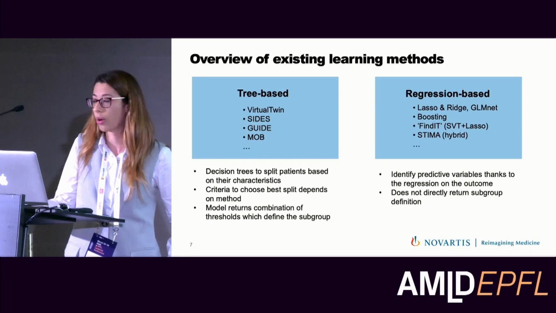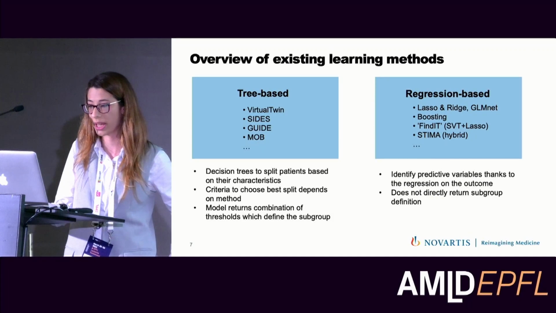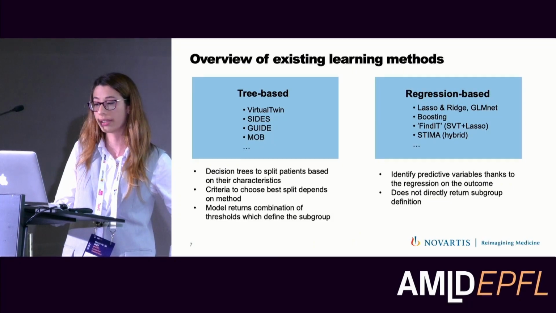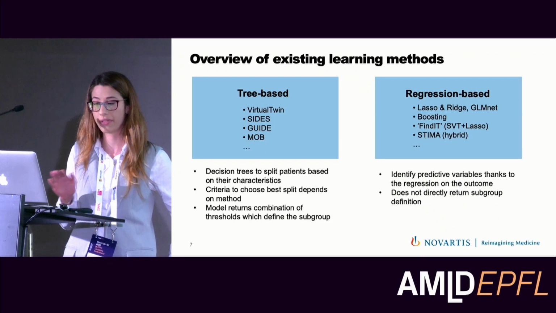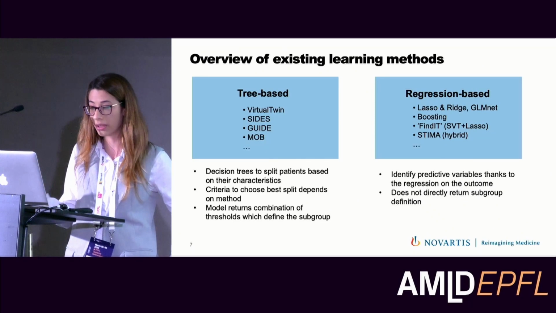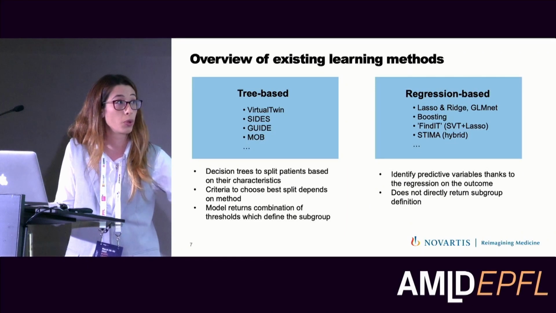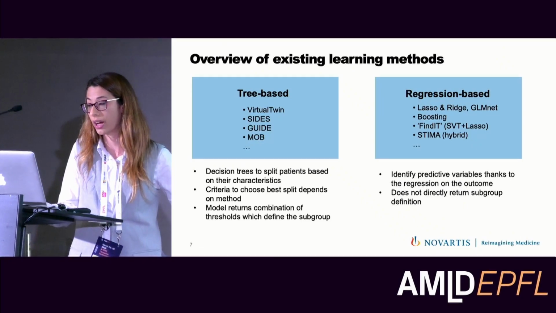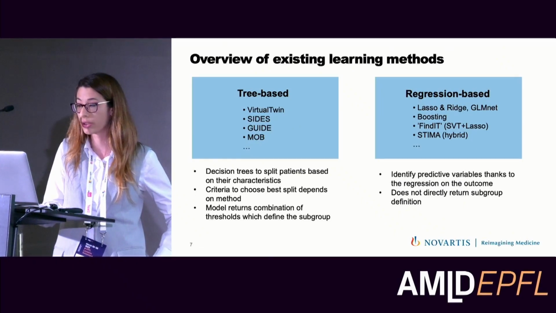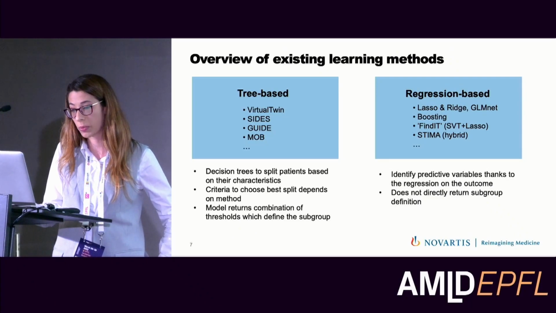Here are the most common methods to solve this problem. We have tree-based and regression-based models. In tree-based methods, we have decision trees that split patients based on their characteristics. The criteria differ from method to method, and the model returns a combination of thresholds which define the subgroup. The regression-based model identifies predictive variables through regression on the outcome, but does not directly return a subgroup definition.